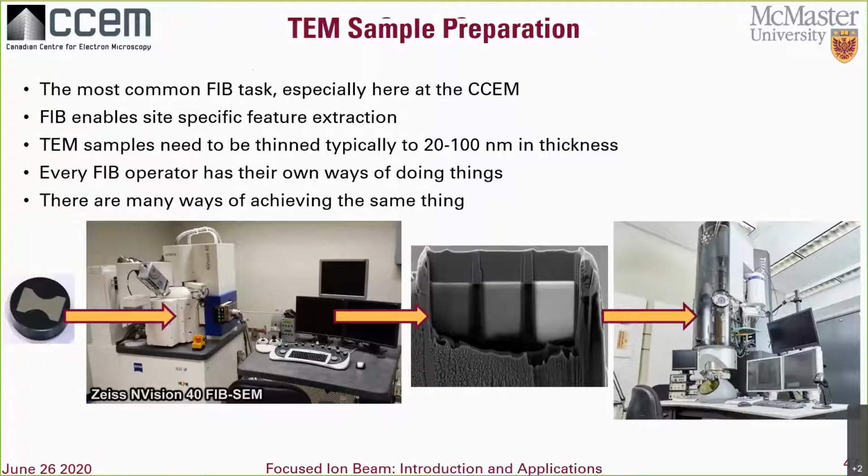Sample preparation for the transmission electron microscope. This is the most common FIB task, and we do a lot of it here at the CCEM. A site-specific feature is chosen in SEM that's isolated, extracted, and thinned down to the 20 to 100 nanometer range. I'll describe the key steps.